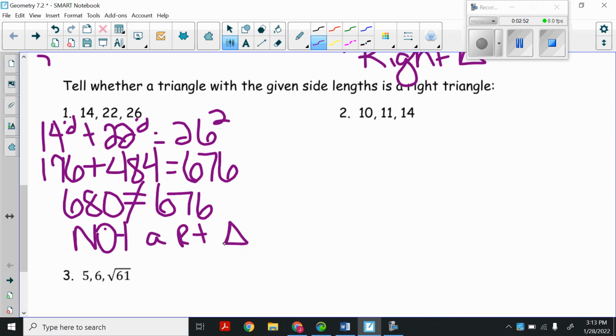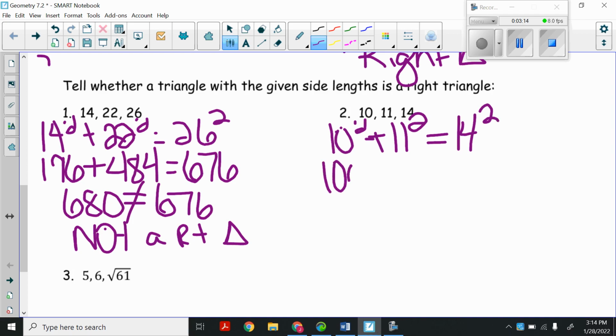Okay? So number 2, I have 10, 11, and 14. So first check, will it make a triangle? 10 plus 11 is greater than 14. It'll make a triangle. If it's going to be right, the 14 is the longer side, so it would have to be the hypotenuse. So I would set this up. 10 squared plus 11 squared. Does that equal 14 squared?